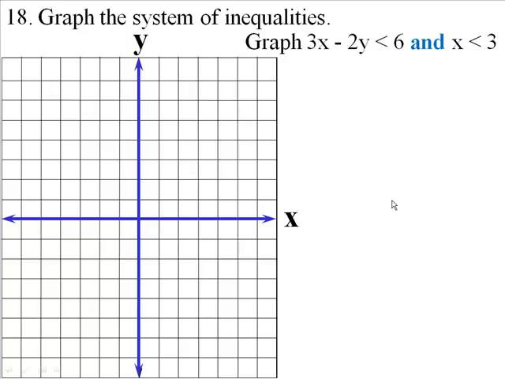Number 18, graph the system of inequalities. Okay, we're going to graph 3x minus 2y is less than 6, and we're going to graph x is less than 3. Two different inequalities. Let's start with the left one first.